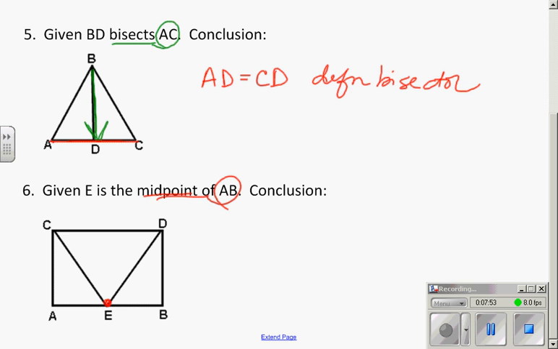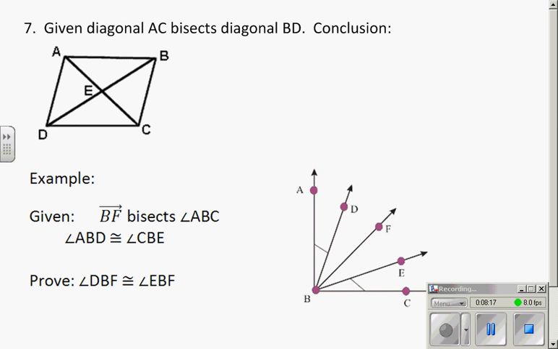Now, if we're given that E is the midpoint of AB right here, that tells me that AE and EB have to be the same. And that is by the definition of midpoint. Yes, that looks a lot like bisector, but remember what we were given, a logical chain. From midpoint, we get equal segments by definition of midpoint.